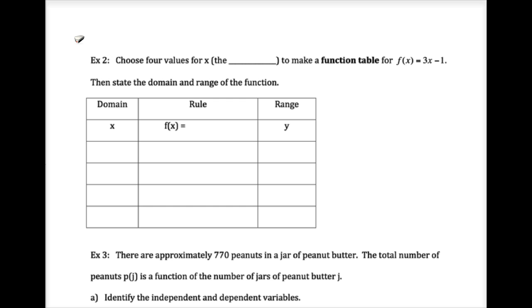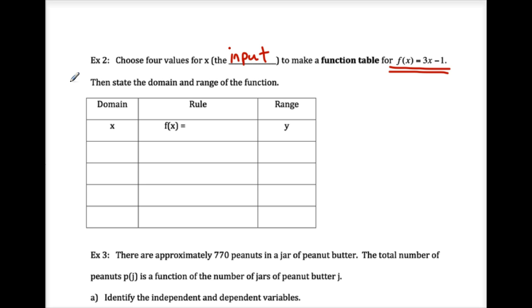All right, you're going to choose 4 values for x. That's the input. That's the domain. That's the independent variable. You guys get to choose 4, and I'm going to lead you down the right path at first. Then you're going to make a function table. Our function for this problem is f of x equals 3x minus 1. This is that whole input-output thing that you used to do in 3rd grade. Then you're going to state the domain and the range for this function.